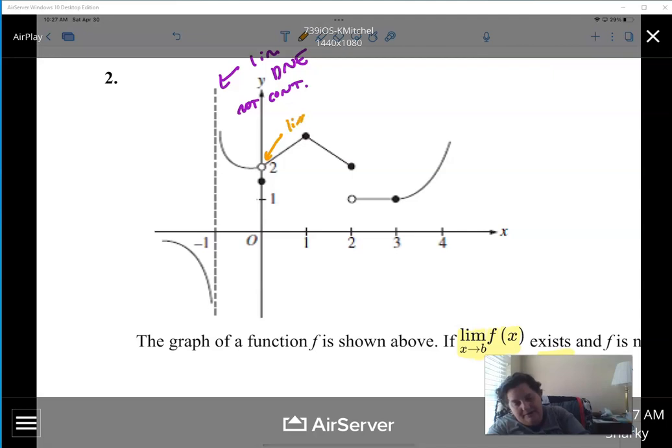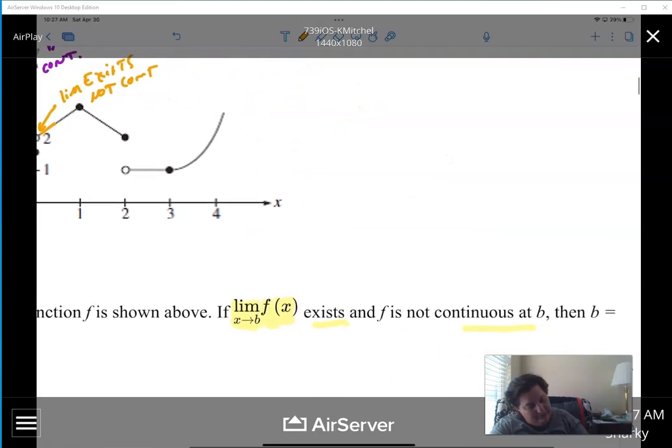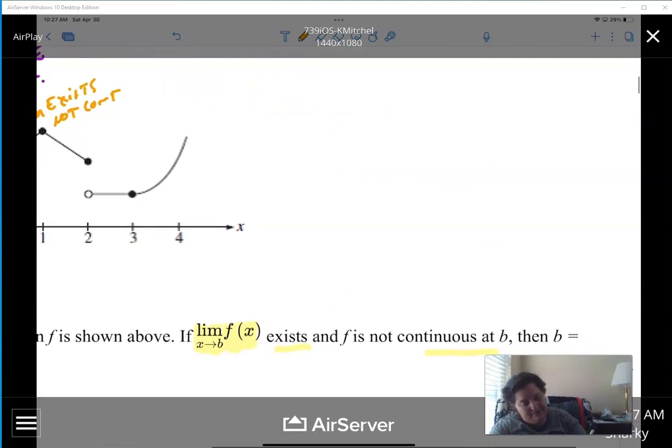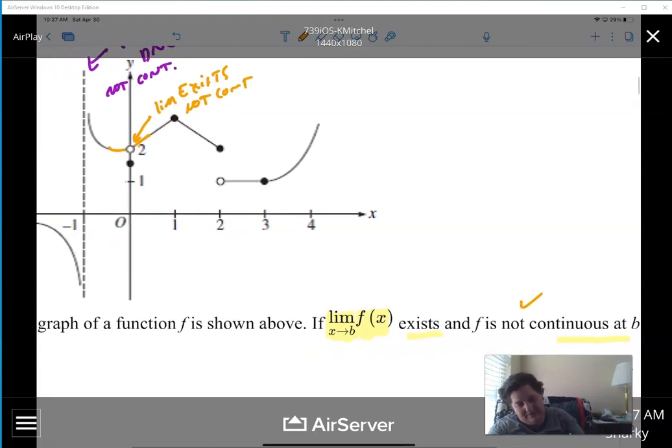Okay, let's look at this spot right here. Right here, the limit exists. You guys remember, both sides come together. That's the limit existing. So the limit exists, but it's not continuous. Let's see. Oh, that could be it right here. The limit exists, but is not continuous. Limit exists, f is not continuous. So it could definitely be that one.